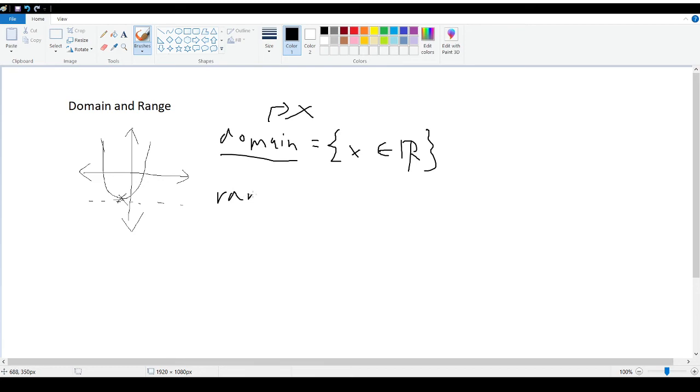So, range. We'll see here. Let's say the vertex is -3. Beyond -3, there's no line, there's no points, there's no graph. You cannot exceed -3. So we say y is bigger than or equal to -3, and x is also equal to a real number.